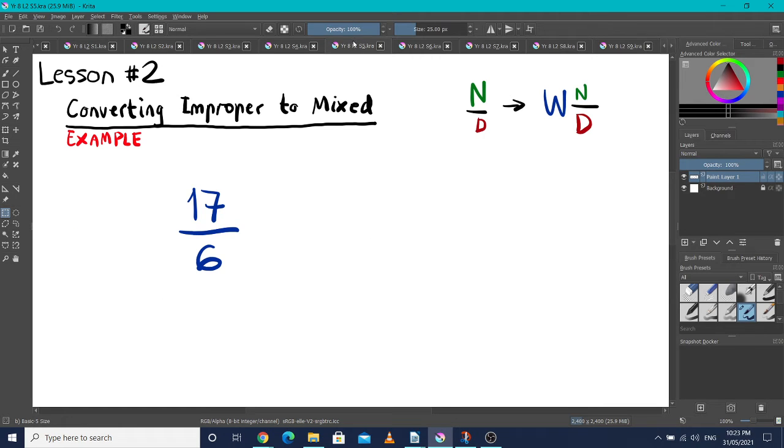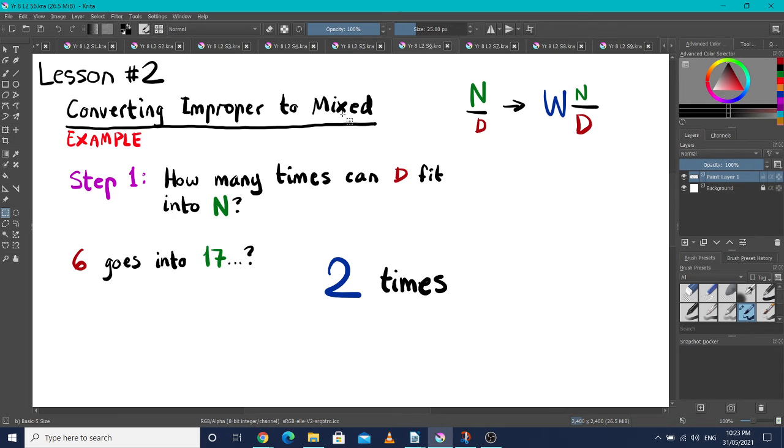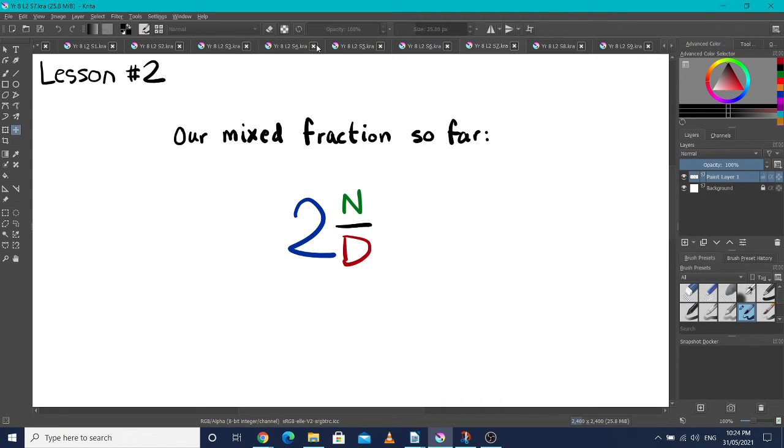We are now going to have a look at an example. Our improper fraction is going to be 17 over 6. To convert 17 over 6 to a mixed fraction, step 1, how many times can the denominator fit into the numerator? So how many times can 6 fit into 17? 6 goes into 18 3 times, but as the number is 17, 6 will only go twice. So the whole number in our mixed fraction is 2.